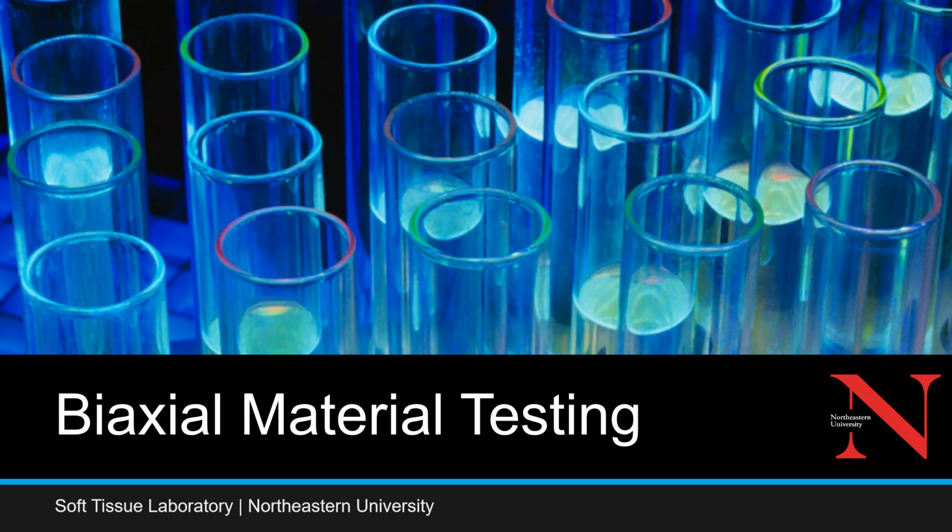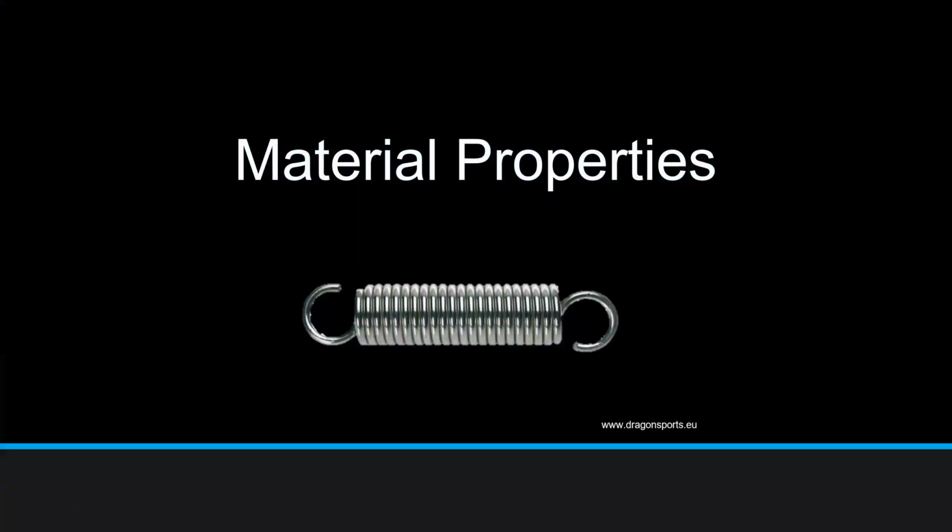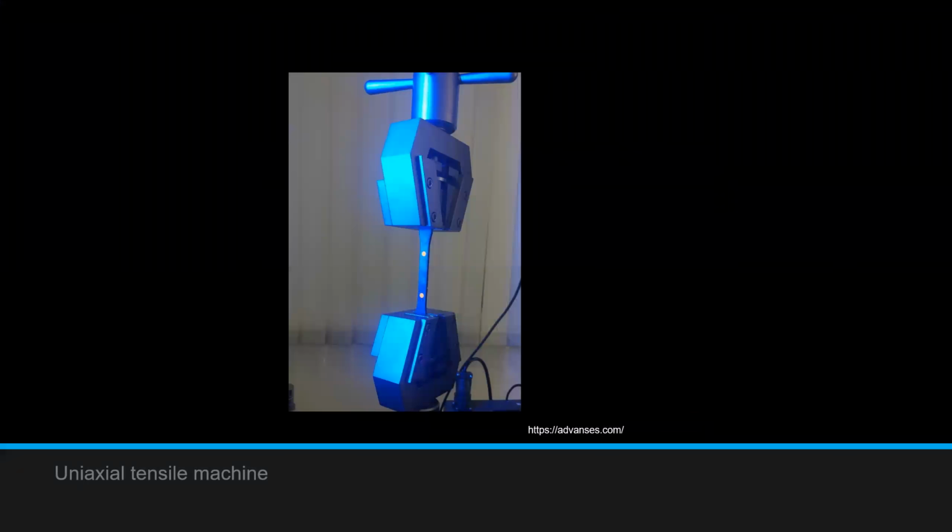Today, we will discuss what is involved in biaxial testing of materials. Whenever we encounter a new material, first we want to explore the physical properties of it. How does it feel? What does it look like? But we also want to know how stiff a material is. One approach is to stretch it along one direction, also known as uniaxial stretching.